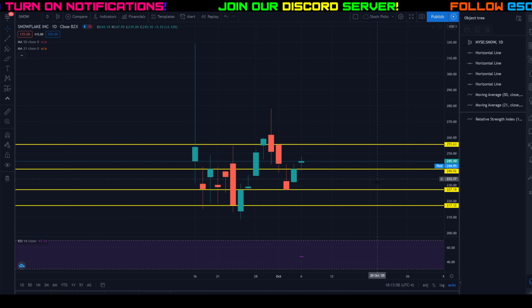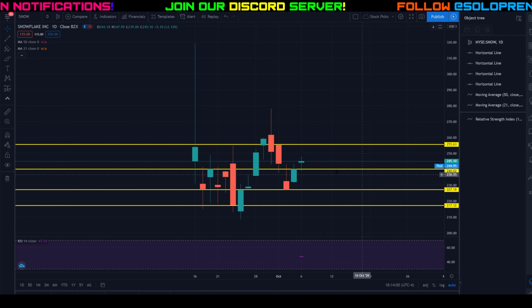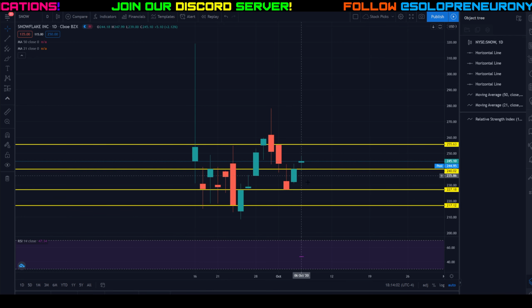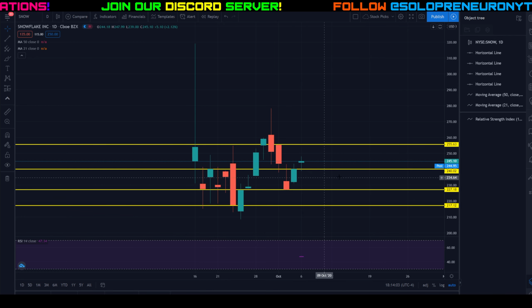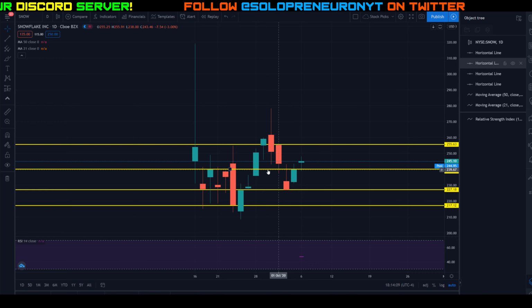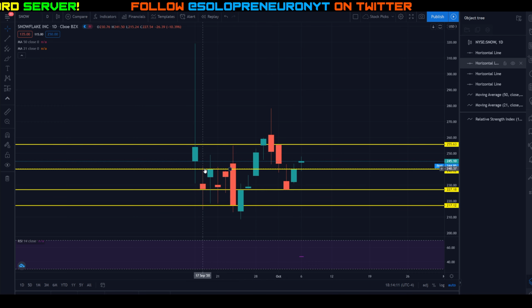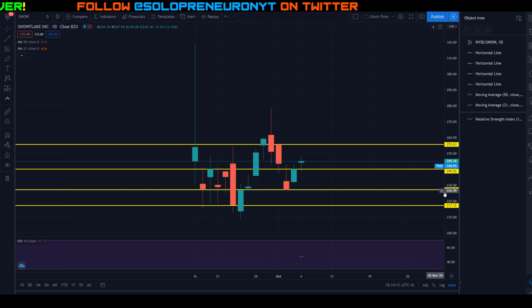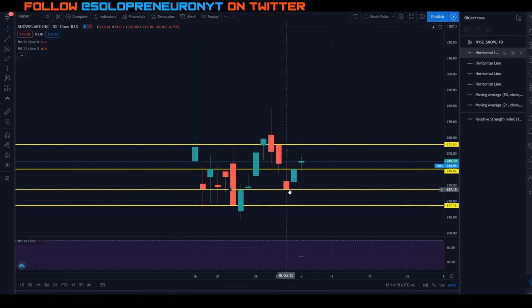Two more areas rapid fire. I think the closest area of support is right where we were in terms of the intraday lows today at about 240. You can see top of this candle here as well. Kind of the bottom of this wick, top of this wick, top of this candle, top of this wick. So that looks like it's an area of support. And then 227 is probably an area of support as well. You can see bottoms of a few candles here.